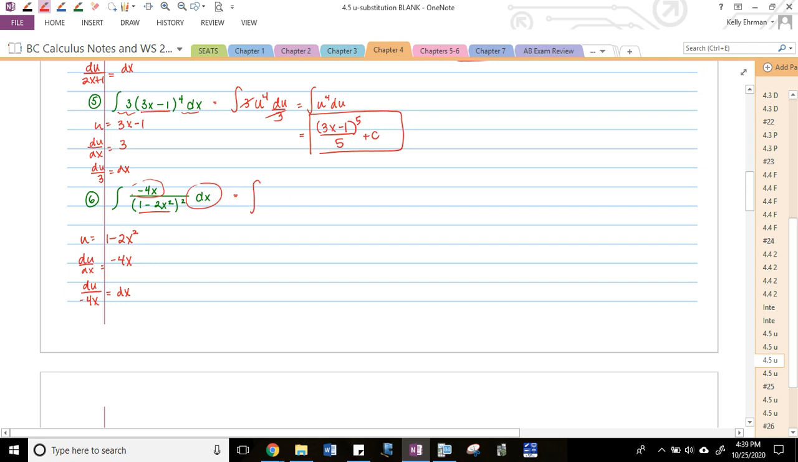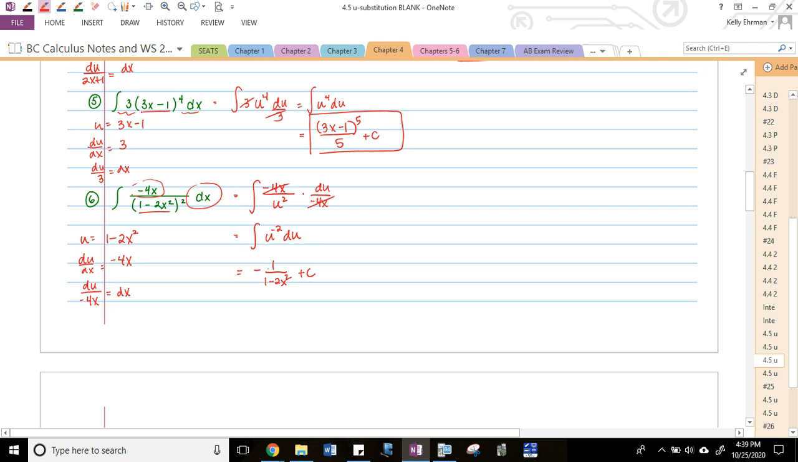Set up what you have. You have negative 4x divided by u squared times du divided by negative 4x. Negative 4x's cancel. I've got the integral of u to the negative 2 du. I like to write it like that so I don't forget it was in the denominator. All right, so add 1, u to the negative 1 divided by 1. So negative 1 over 1 minus 2x squared plus c.